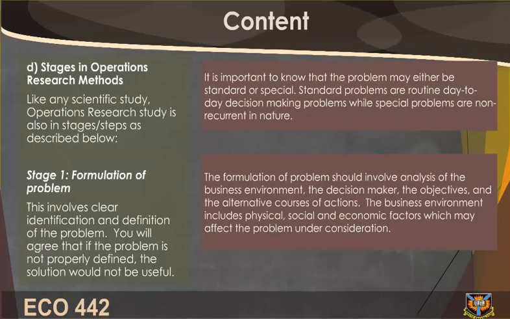D. Stages in operations research methods. Like any scientific study, an operations research study also follows steps, as described below. Stage 1. Formulation of problem. This involves clear identification and definition of the problem. You will agree that if the problem is not properly defined, the solution would not be useful.